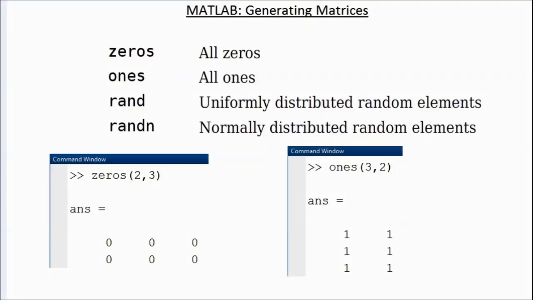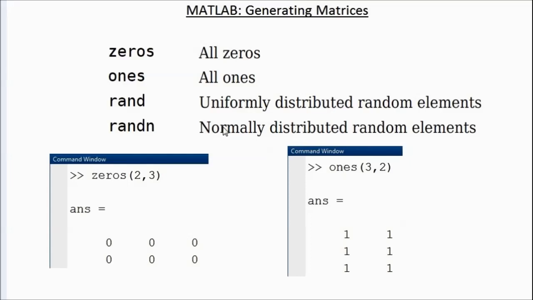Let's look at some MATLAB commands for creating or generating matrices. The zeros, ones, rand and randn are the commonly used commands for creating matrices. The zeros command creates a matrix of all zeros. The ones command creates a matrix of all ones. The rand command creates a matrix of uniformly distributed random elements. The randn command creates a matrix whose entries are normally distributed random elements.